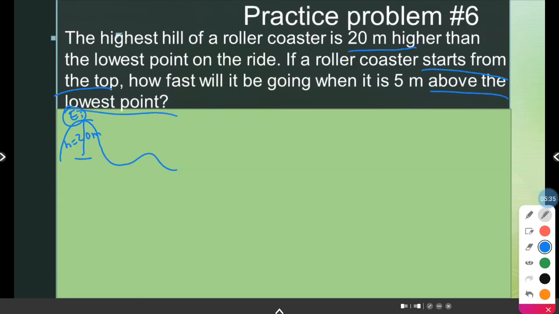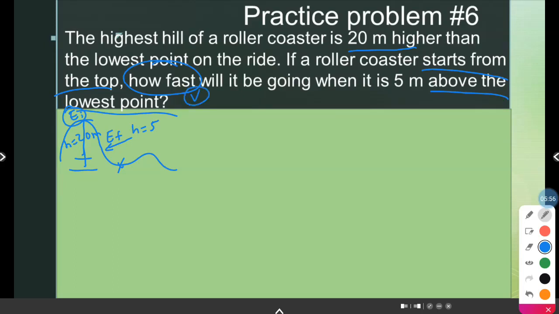Notice it's not at the lowest point. It's not right here. It's somewhere 5 meters above the lowest point. I should put that down here. Let's just throw that point right there. So that's going to be our EF point, where the height is 5 meters. What do they want us to find? How fast will it be going at that point?